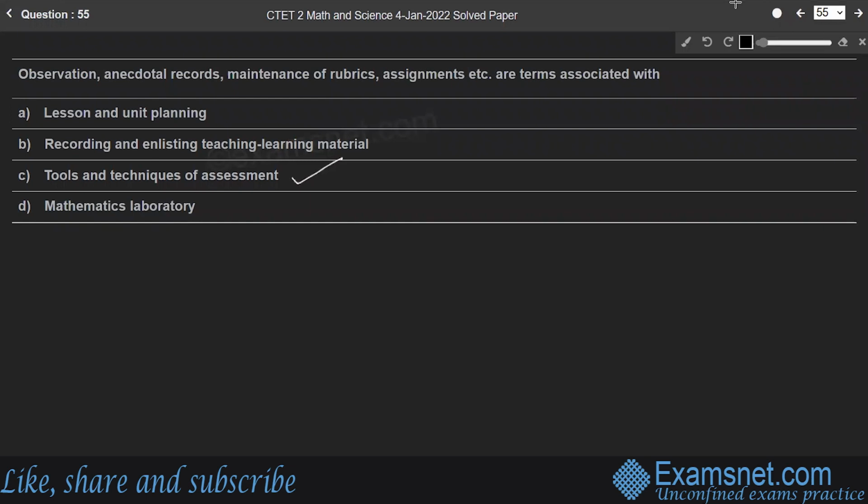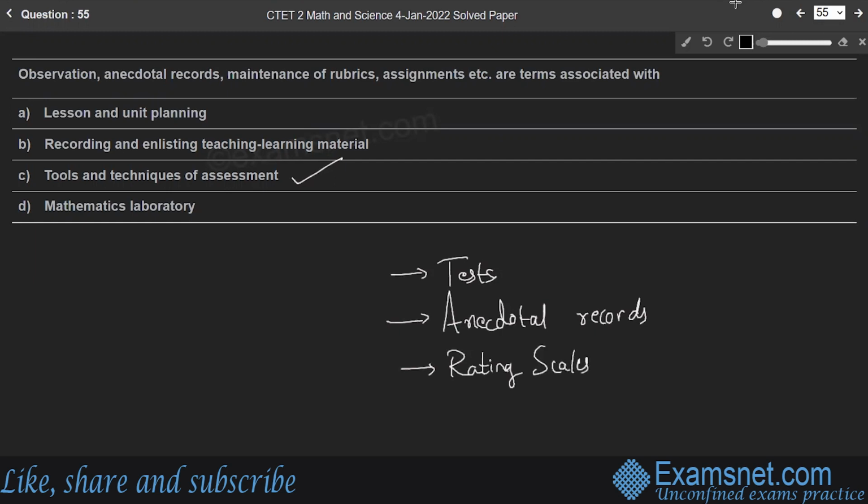Examples of some tools used in the assessment of learning are tests using various types of questions, tests, anecdotal records, rating scales, checklists.